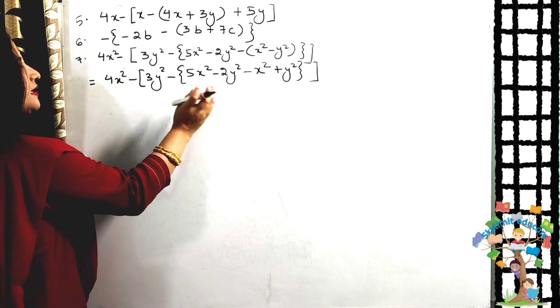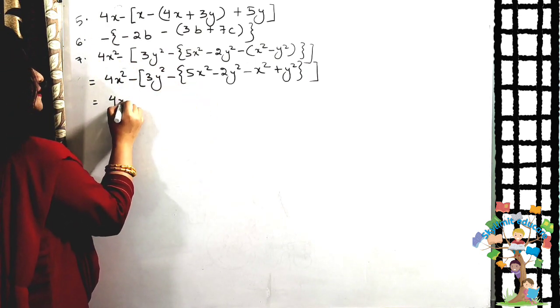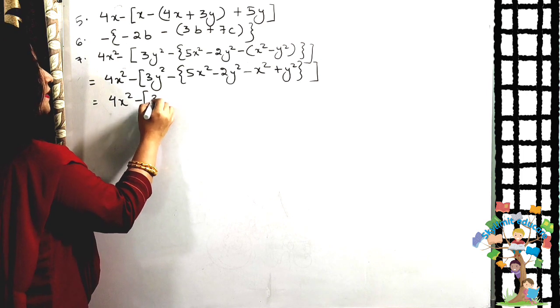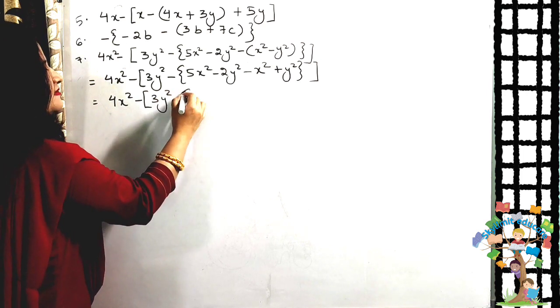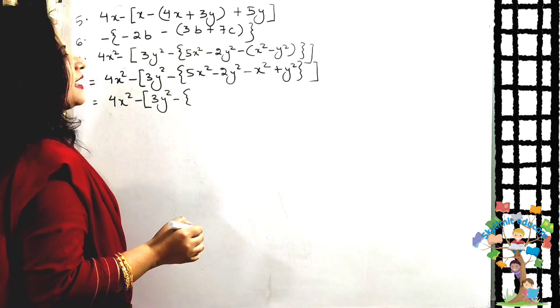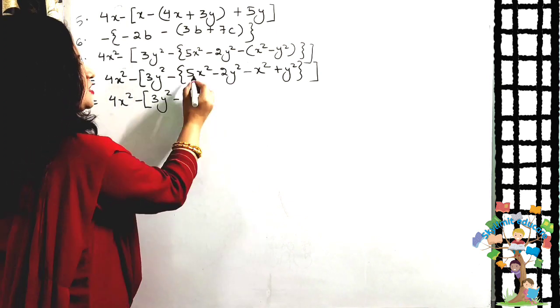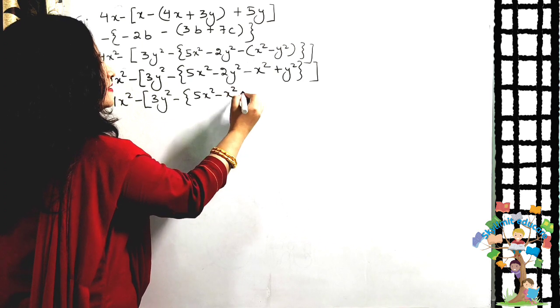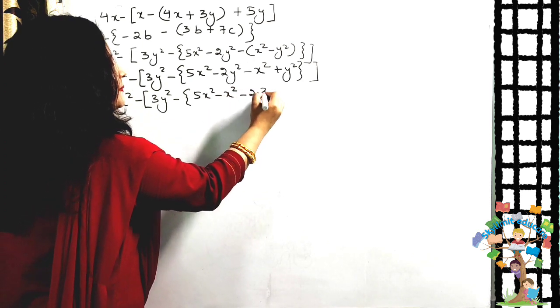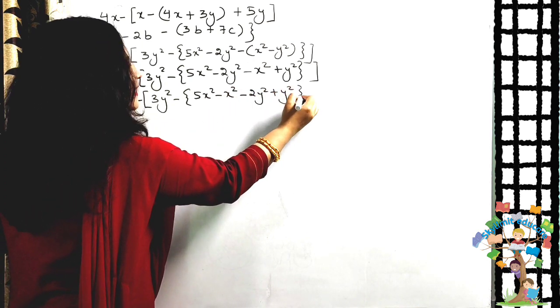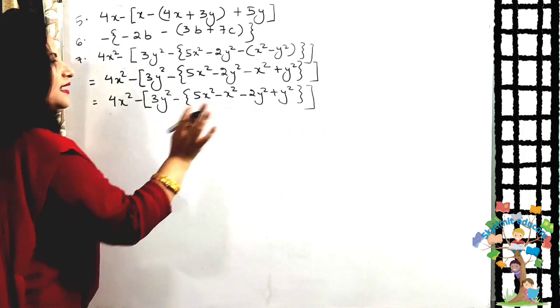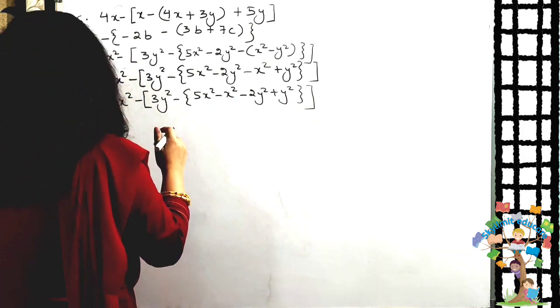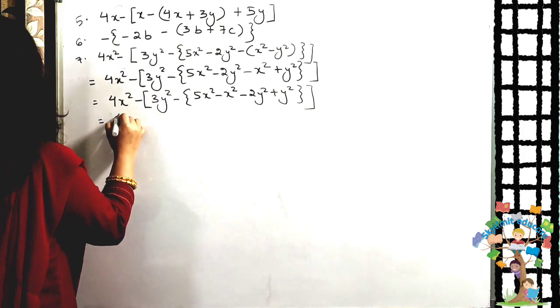Now let us see what is there inside the curly bracket. So up to this much I can copy and write down. First I will solve the curly bracket. Now are there like terms? Yes, there are like terms. Yes or no? I will arrange like terms together. 5x square minus x square together and minus 2y square plus y square. Both are like terms. I have paired the like terms now. Okay. Now next what I am going to do here.